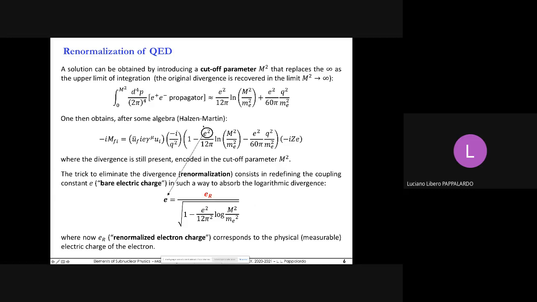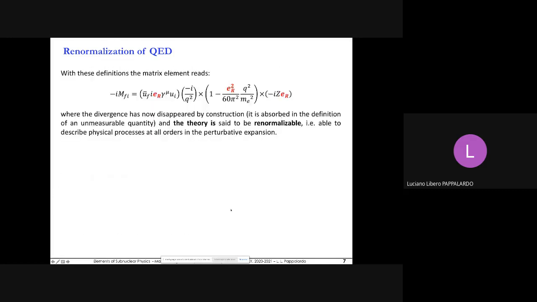So, when you substitute this here, the infinity cancels, whatever value you give to m squared. With this definition, the matrix element now will look like this. We don't have any more infinities. The divergence is solved, but now everything is written in terms of this renormalized electron charge. The divergence has disappeared by construction, because it is absorbed in the redefinition of an unmeasurable quantity, and the theory is now said to be renormalizable. That means it is able to describe physical processes at all orders in the perturbation expansion.